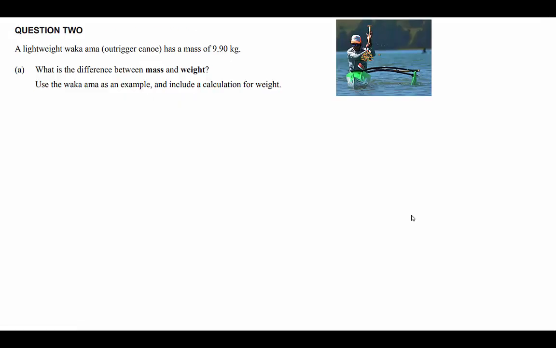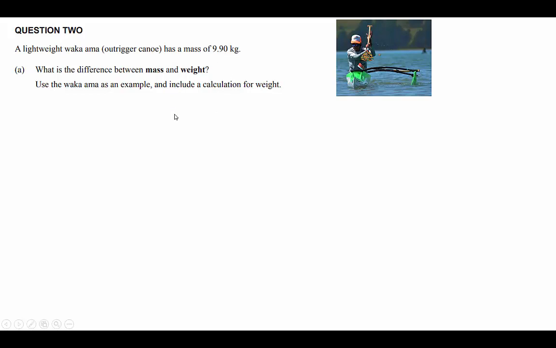In question 2 we're dealing with lightweight Walker armour. I've put a little picture of a smaller version than we're dealing with in the question up here, just so you've got an idea of what that might look like. It's got a mass of 9.90 kilograms.